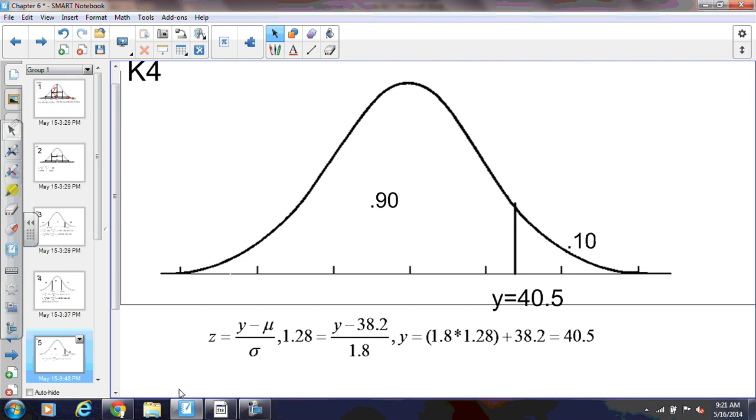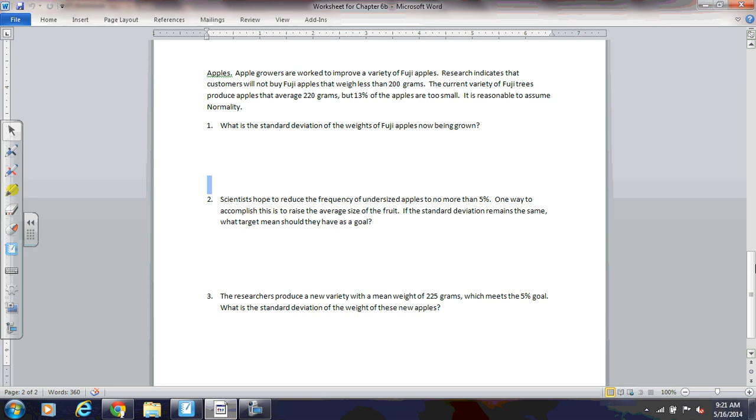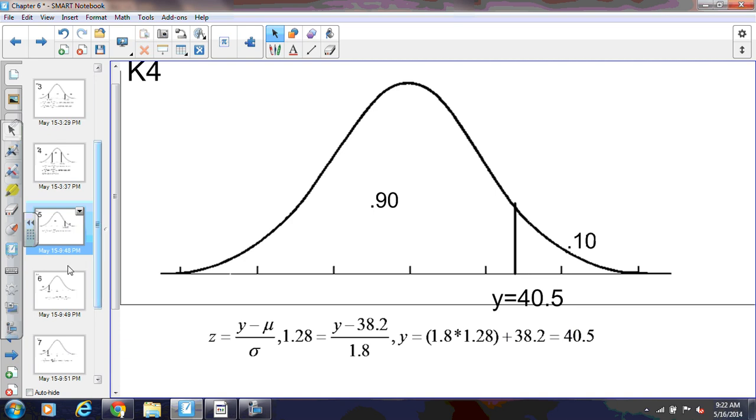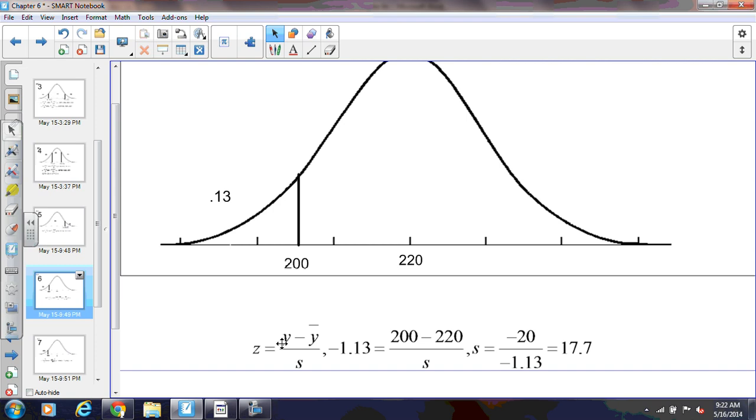All right, let's move on to the tree problem. So we're looking at apples, and they have a mean of 220 grams, but 13% of the apples are too small, so 13% of the apples would be less than 200 grams. And we want to find the standard deviation. So in this case, we're just looking at the sample, so we're going to be using a very similar equation, but this time we're using the z equation, where z equals y minus the sample mean, y bar, divided by the sample standard deviation s.